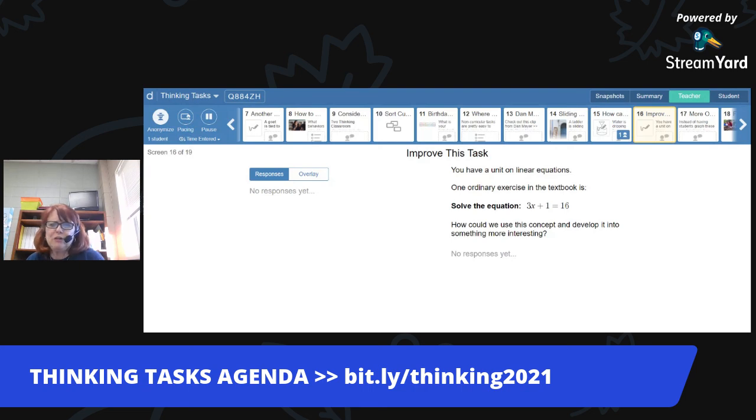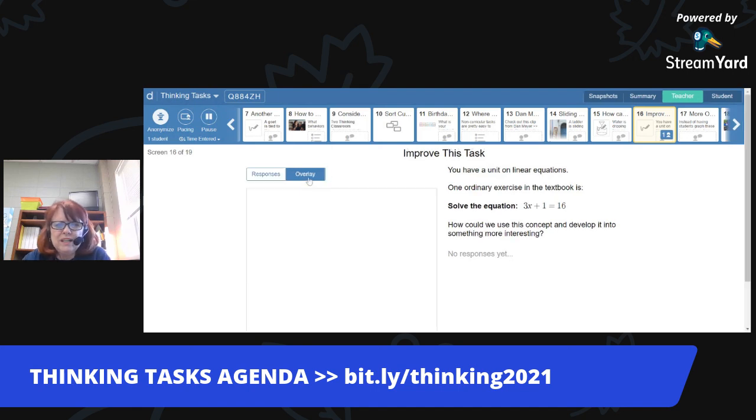You have a unit on linear equations, and you have one ordinary exercise in your textbook, 3x plus 1 equals 16. How could you change this and develop it into something that is more interesting? Well, I can tell you what I always do. If nothing else, if I cannot come up with anything more interesting, then I will take something like this and convert it into some function in Desmos, preferably with sliders that we can analyze and play with. So I will show you something like that in just a minute.